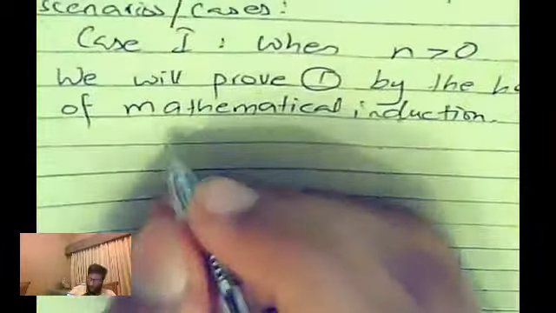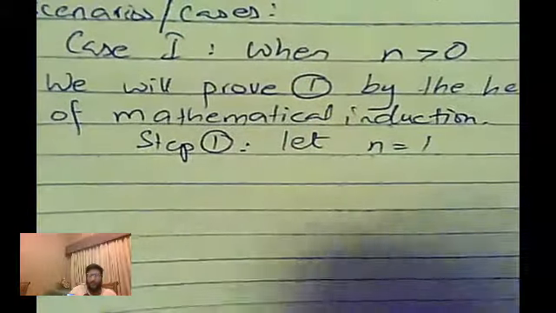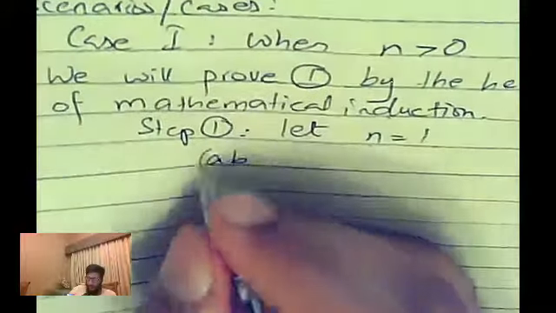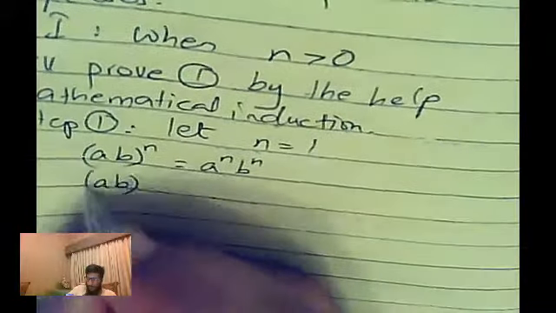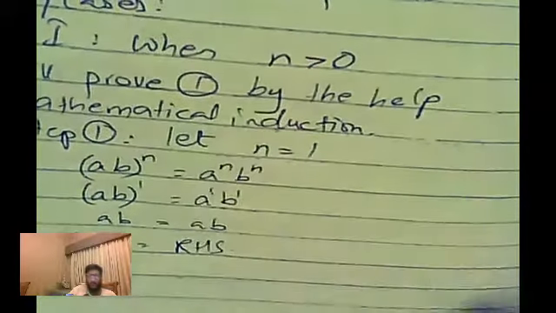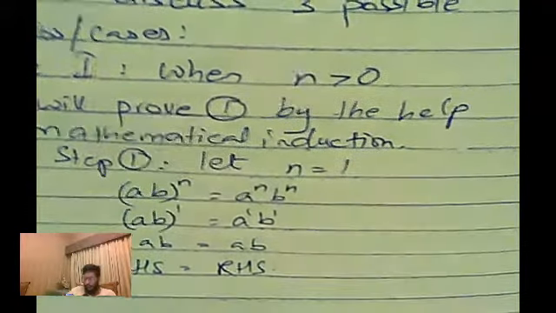So step 1, let n equals 1. We have to check whether the result will hold true for n equals 1. And our equation was (ab)^n equals a^n b^n. And we could say (ab)^1 equals a^1 b^1, if we write this as ab equals ab. Okay, LHS equals RHS, the most famous term in mathematics. The result holds true for n equals 1.